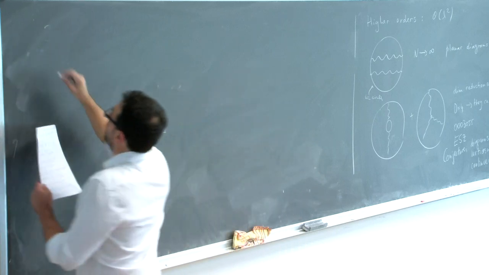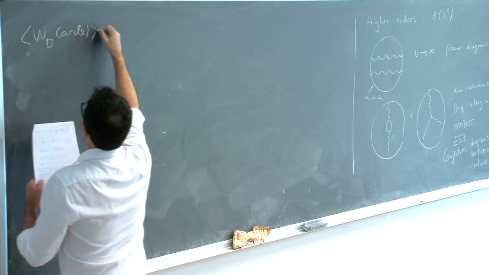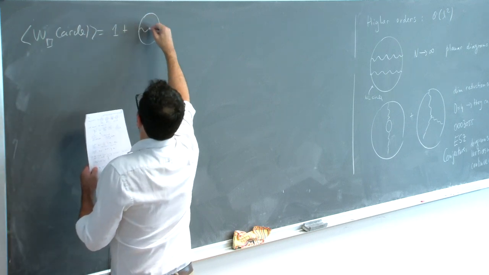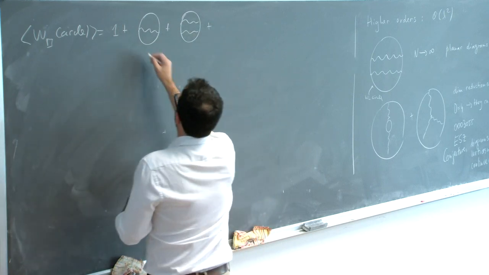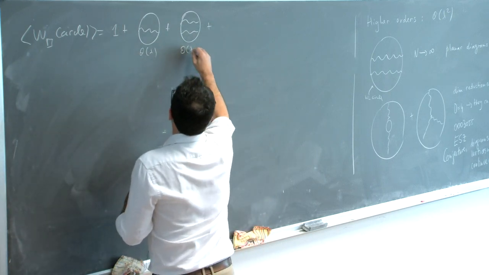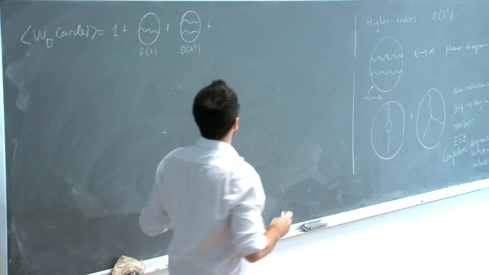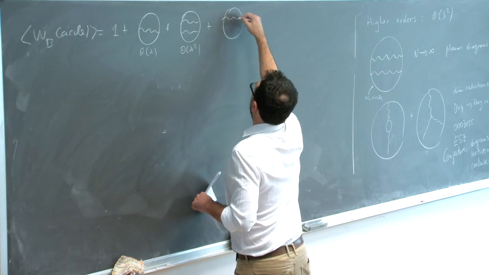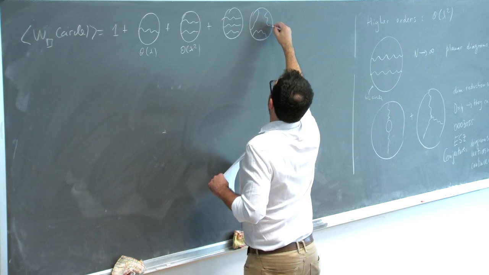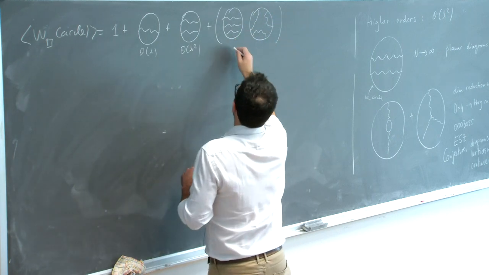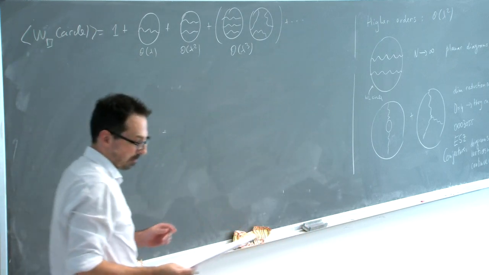Because now we have that this guy is going to be equal to 1 plus this guy plus this guy. So this is order lambda. This is order lambda squared. Now we have to go to order lambda cubed, only with planar ladders. But we have two possibilities. We have this guy here, but this guy here is topologically different, right? And so on.